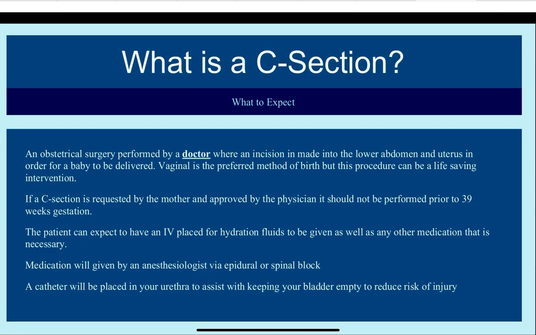Now, ideally, vaginal birth is preferred because it is less invasive and there's far less risk. But a C-section can be a life-saving intervention for mom and for baby. Typically, a C-section is not requested. I have the stats on one of the slides, but I think only about 2.5 or 2.9% of C-sections are optional. ACOG recommends against doing a C-section unless medically necessary.